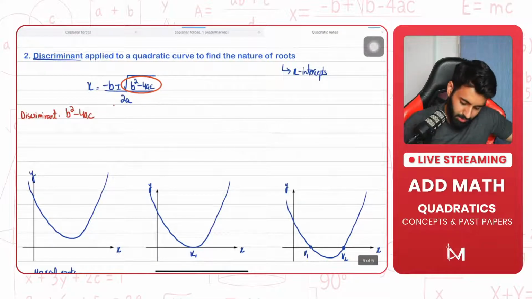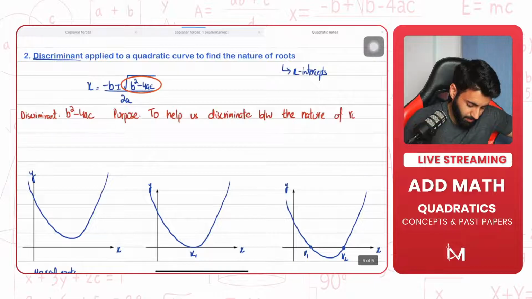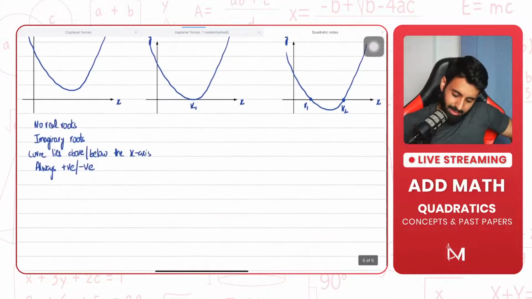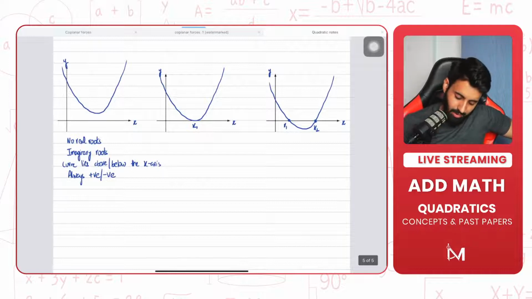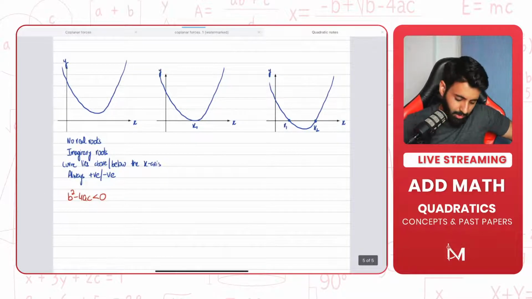And what's the purpose? The purpose is to help us discriminate between the nature of roots. So what will the discriminant look like if the curve is not cutting the x-axis at all, or in other words, the curve has no real roots? In that case, the discriminant b square minus 4ac will be less than 0. Okay, now at this point you may be wondering what a question will look like. Don't worry about that. We'll figure it out later when we get there.